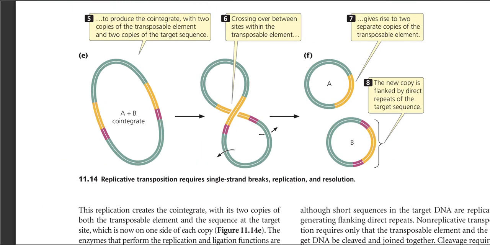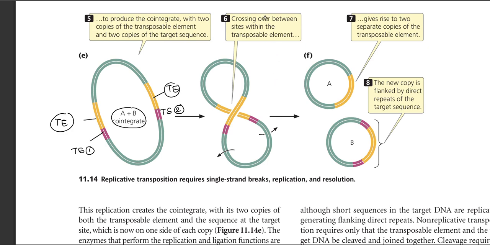Now this uncoils. This rubber band will uncoil. It will form this kind of structure, A plus B co-integrate. So here this is our transposable element. This is also the transposable element. This was the target sequence part 1, target sequence part 2. Now in the next step, in the sixth step, there will be the crossing over between the two transposable elements.